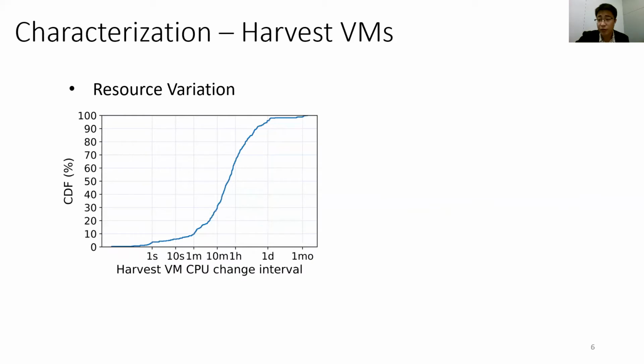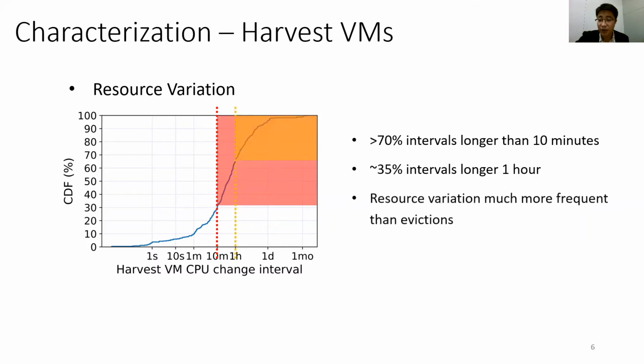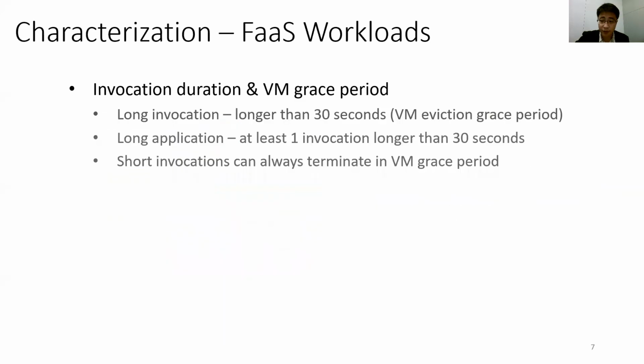Then let's look at resource variation. The figure shows the CDF of harvest VM CPU change interval. As shown in the figure, 70% of change intervals in the red region are longer than 10 minutes, and 35% of intervals in the orange region are longer than an hour. Compared to VM evictions, VM resource variation is much more frequent. Thus, the implication is that in order to fully utilize the resources, proper load balancing is required.